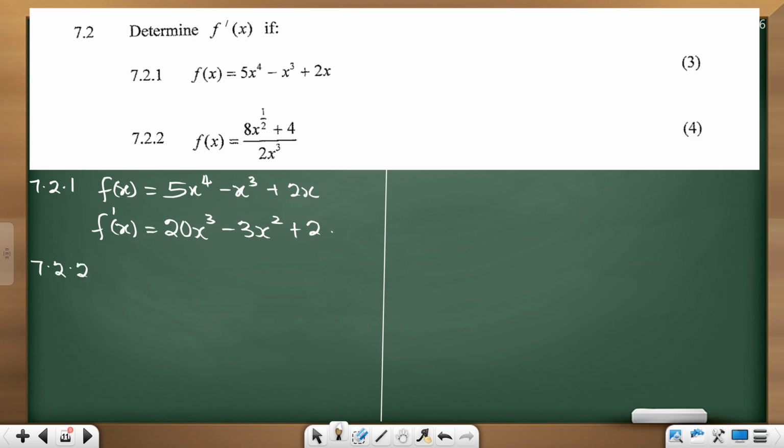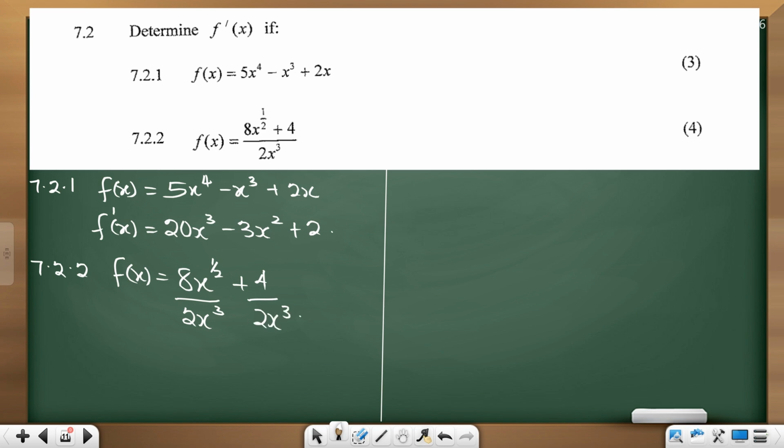7.2.2. We are given f of x. Nice one. Algebra here. What do we do? I'll split it. Can I just split this quickly? Over 2x to the power 3. All right, this is one way to quickly do it.